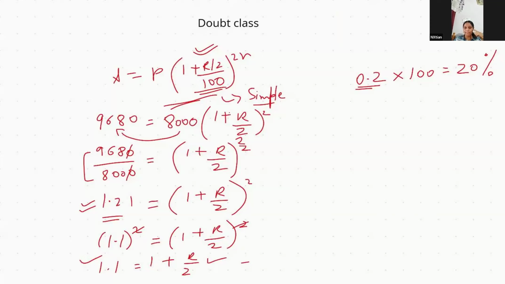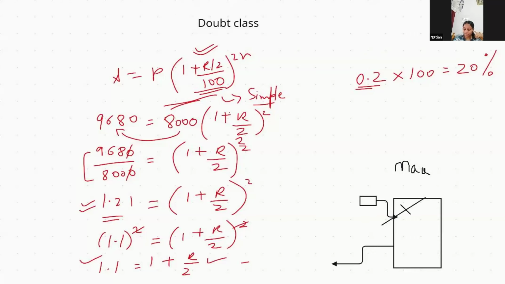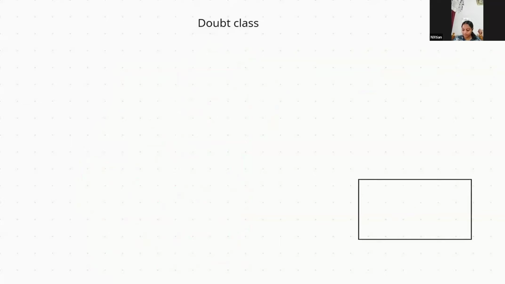Not clear? You can unmute yourself and tell me if the question is clear or not. Okay. It's clear. Okay, Sunil, please check whose screen is working again. Okay, yes. So question 3 was clear.